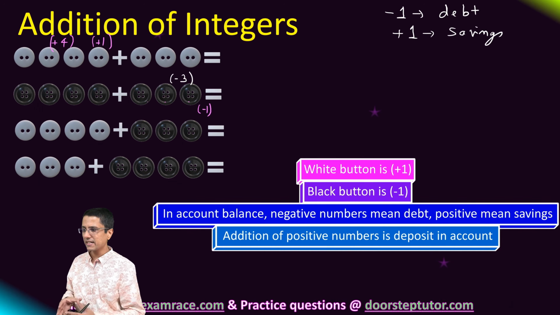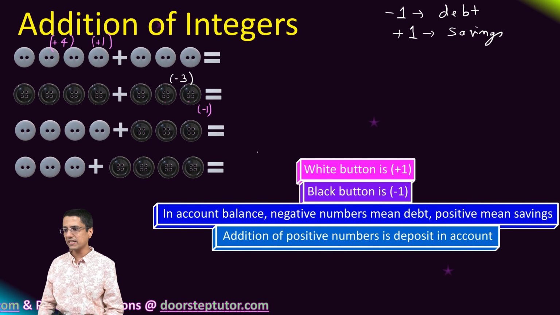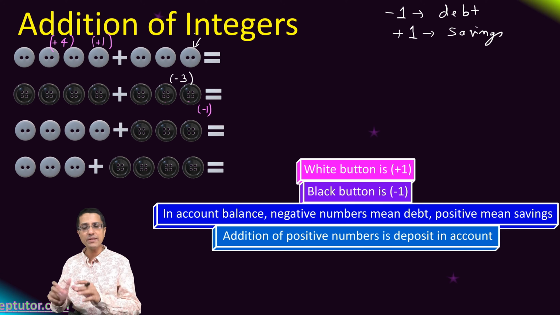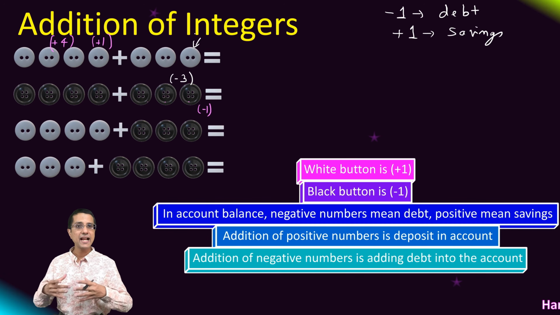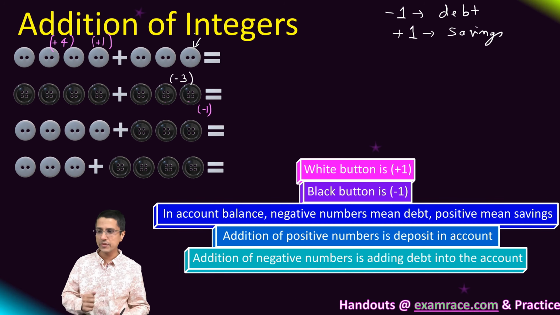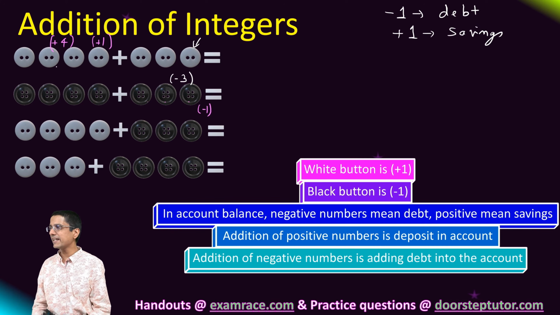So with that, we are also placing 2 additional constraints. If I add positive numbers, it means that I am depositing money into my bank account. If I add negative numbers, it means that I am accruing additional debt. So I am borrowing more. So addition of a negative number, that's what it means. So with that, let's start understanding each of these cases.